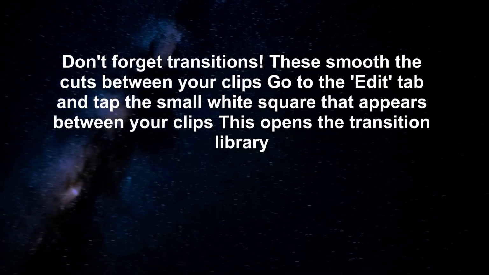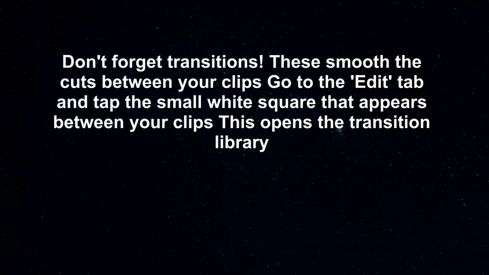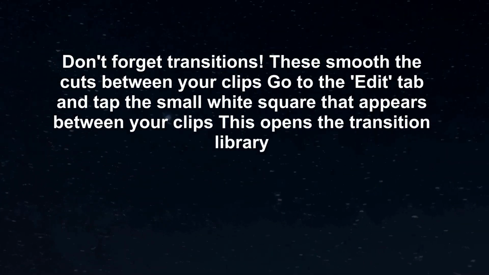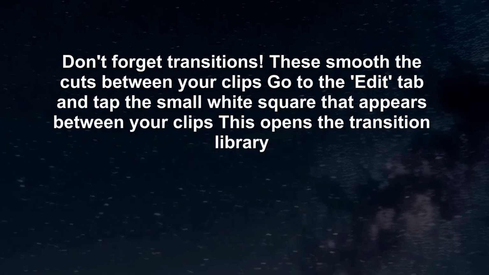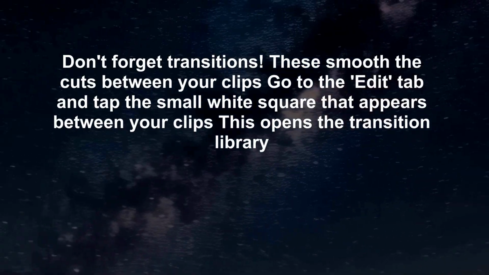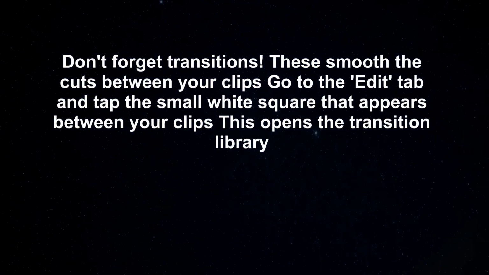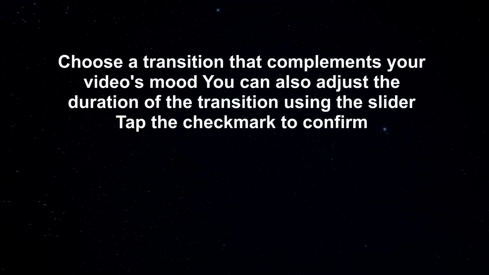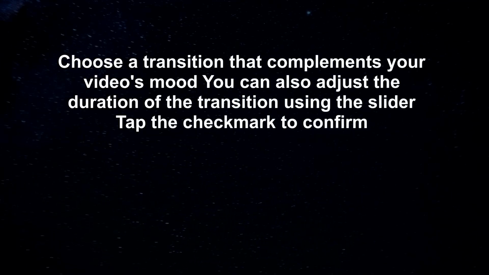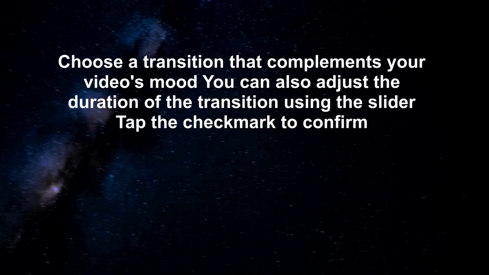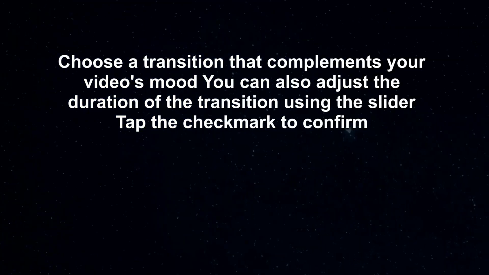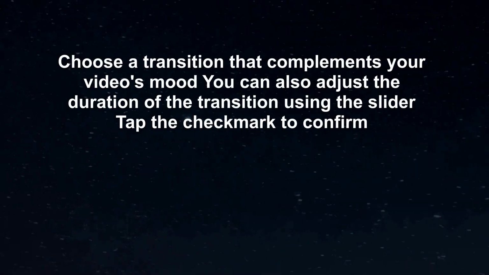Don't forget transitions. These smooth the cuts between your clips. Go to the Edit tab and tap the small white square that appears between your clips. This opens the transition library. Choose a transition that complements your video's mood. You can also adjust the duration of the transition using the slider. Tap the checkmark to confirm.